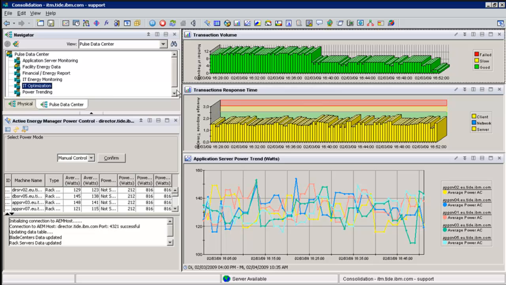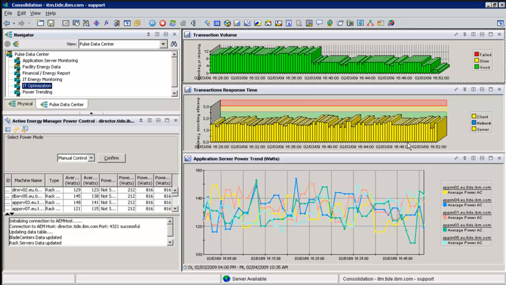The top of the screen shows volume of transactions. You can see that in green. The middle shows response time of the transactions, and you can see that in yellow. The bottom shows the power usage of the servers that support this one application. We can also see that the response time of the data is well within our service level agreements in the middle. One capability now at your disposal is to turn down the amount of power needed to support the application while maintaining the overall service level.